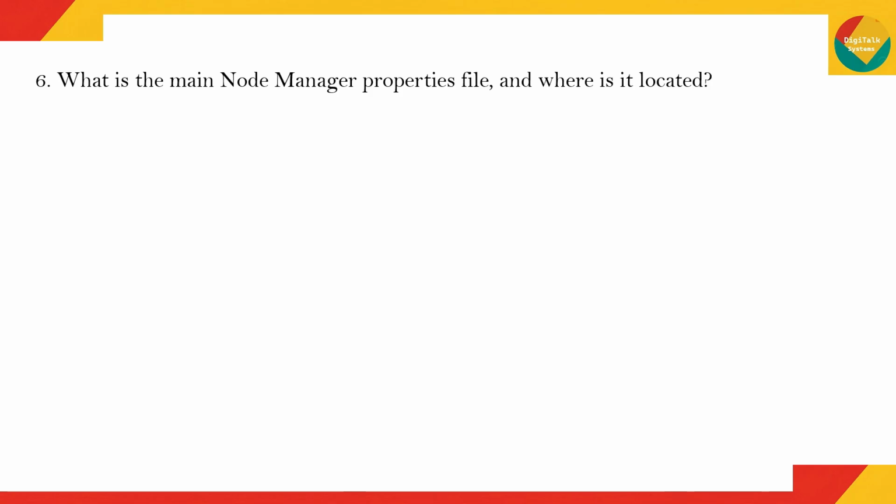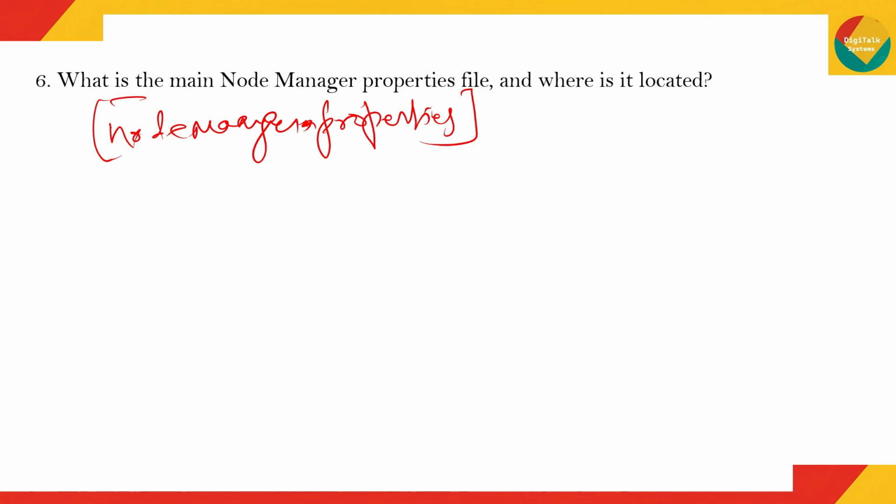What is the main node manager properties file and where is it located? We have one important node manager file which defines all the configurations related to the node manager. There are a few more files, but the main configuration file is called the nodemanager.properties file.